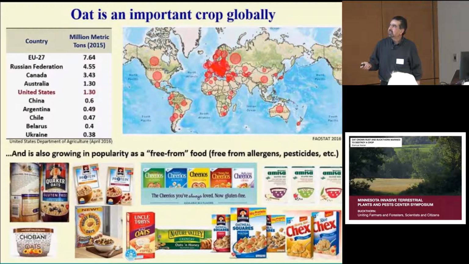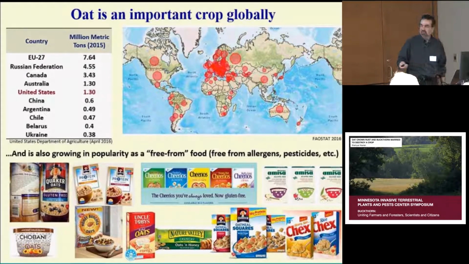So it's a very nice crop, and you can see it's grown mostly in the northern hemisphere, but some in the southern hemisphere, in Australia and Brazil also, where they're producing lots of oats.